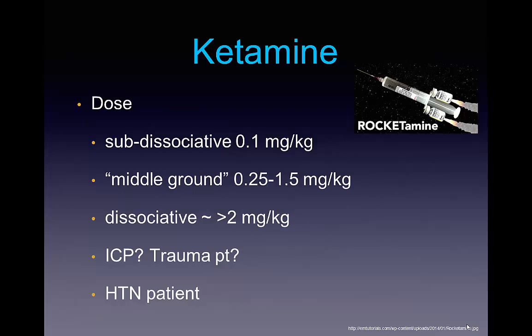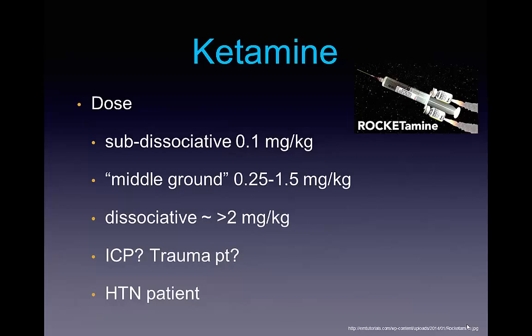Ketamine is an interesting drug in that it has various dose regimens. There is the subdissociative dose of approximately 0.1 mg per kilogram, the middle ground dose of 0.25 to 1.5 milligrams per kilogram, and a dissociative dose greater than 2 milligrams per kilogram. The middle ground dose of 0.5 to 1.5 milligrams per kilogram can be used as a sole induction agent. It's important to note that ketamine is a direct myocardial suppressant, but usually not at doses in the middle ground zone. In addition, ketamine does provide a sympathetic surge with tachycardia, and hence it is fairly hemodynamically neutral.